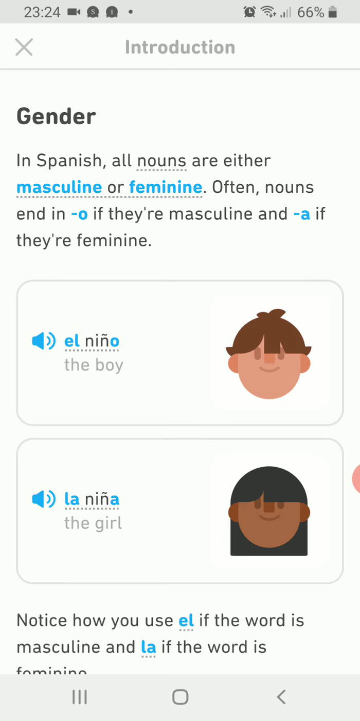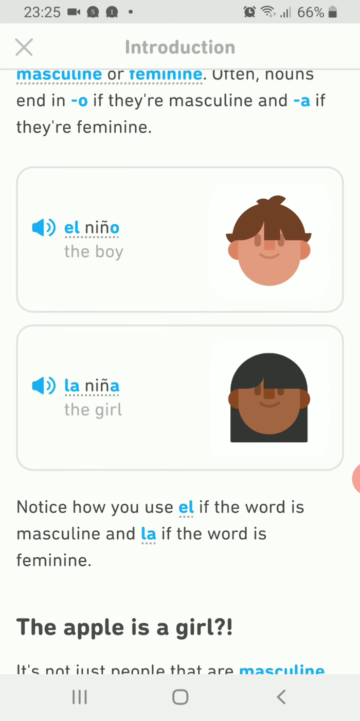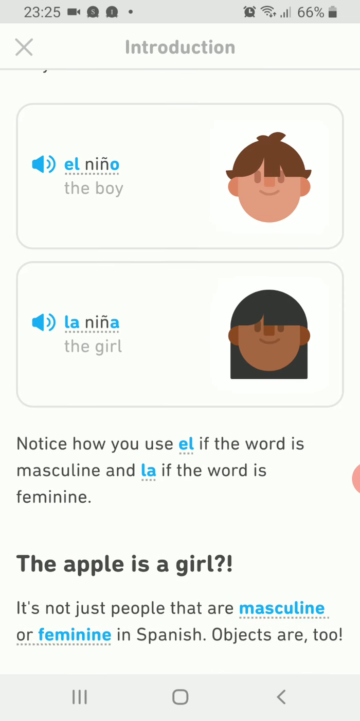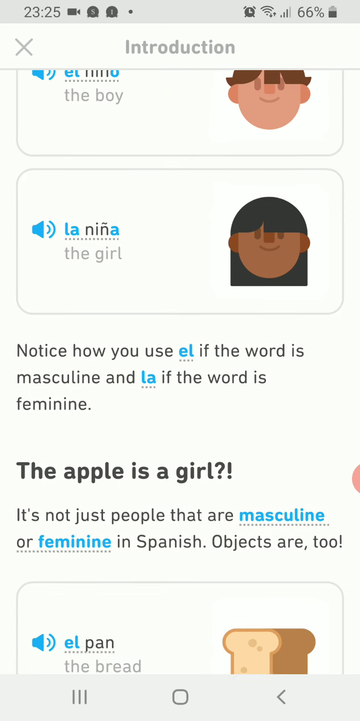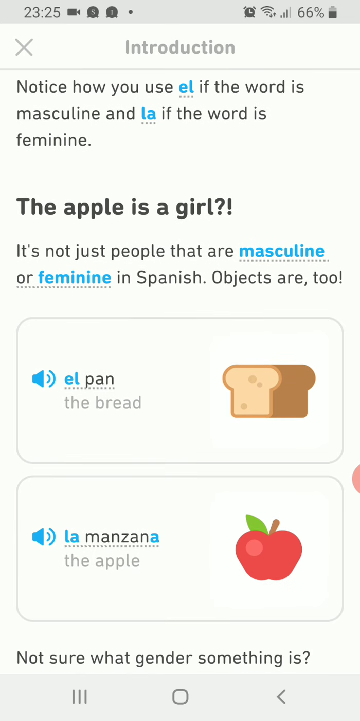So these are nothing new to us. If you are familiar with my lessons, in Spanish you have masculine and feminine nouns. Usually masculine nouns end with an O and feminine nouns end with an A. El niño, for example, the boy, la niña, the girl. And we also make use of articles just like in English, but they are also conjugated according to the gender. For example, if it's masculine, you say el, and la for feminine. But these are definite articles here.